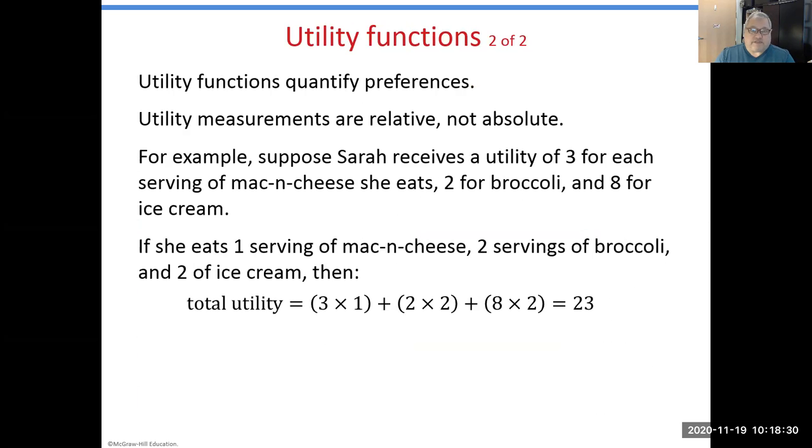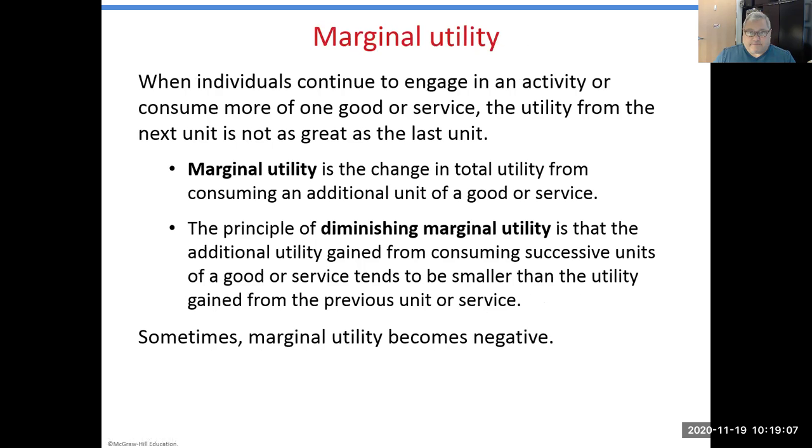So in this example that you see here in the slideshow, we have an example where Sarah receives a utility of 3 units for every mac and cheese, 2 units of utility for every unit of broccoli, and 8 units of utility for every ice cream. So if she consumes a bundle of goods that consists of 1 serving of mac and cheese, 2 servings of broccoli, and 2 servings of ice cream, her total utility would multiply these amounts of 1, 2, and 2 units of each by the 3, 2, and 8 units of utility per item, totaling a total utility of 23.